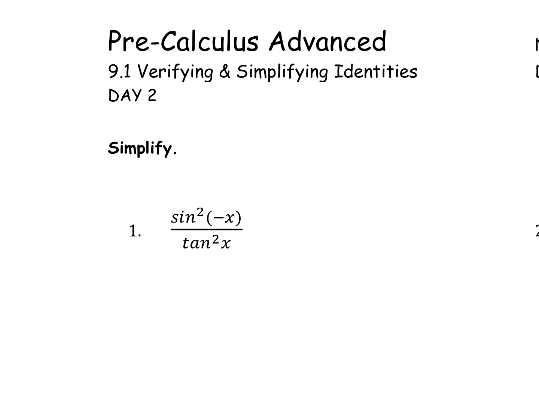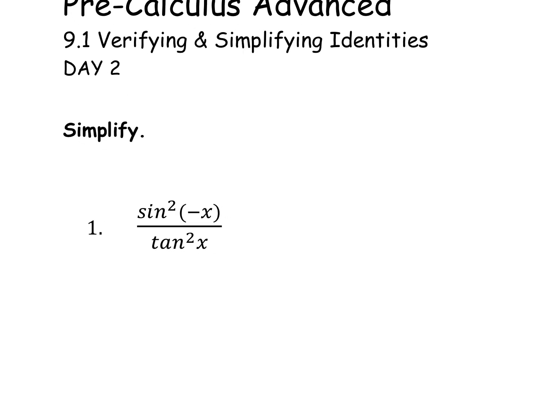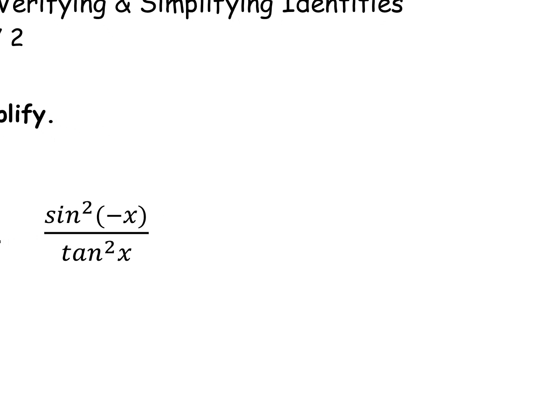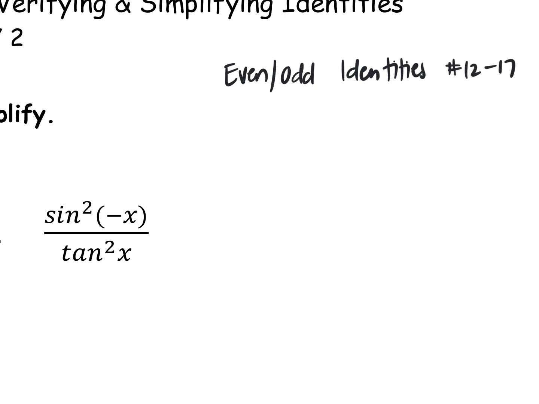Okay, so we're going to talk about the even odd identities and also the cofunction identities on your gold sheet. So I'm going to do a little mini notes explanation here by number 1. I'm going to label this my even odd, that's what we're talking about, even and odd identities. So this is numbers 12 through 17.